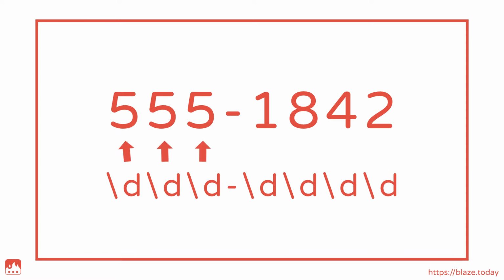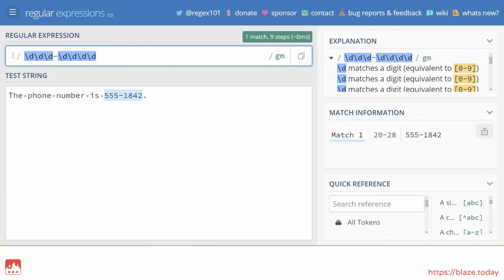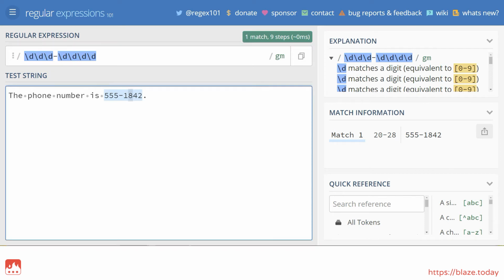Here's what the complete pattern looks like. We've got a \d for every digit in the first set, then a dash, and then another set of 4 \ds to match the final 4 digits. Now we have a regex pattern that will match any phone number in this format. Let's test it on the website regex 101. Here's a text containing a phone number, and here's my regex pattern. Notice how the number is highlighted to show a match, and if I change the phone number, I still get a match.